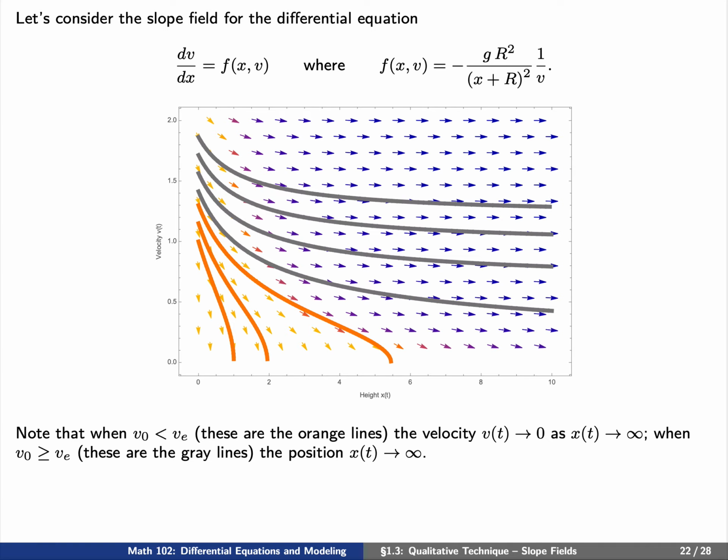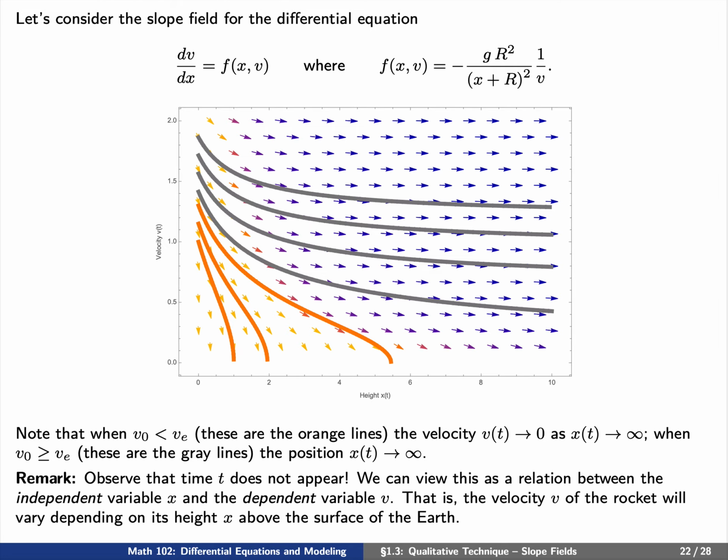The gray lines, on the other hand, say if the rocket is moving fast enough initially, then its velocity will always remain positive, and therefore the position x can continue on indefinitely. The position x will go off to infinity. You can see this by just connecting the arrows. Again, the gray lines tell us if the initial velocity v0 when x is equal to 0 is large enough, then x will go off to infinity and the velocity will always remain positive.